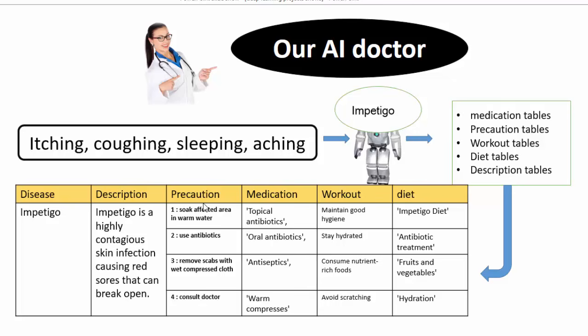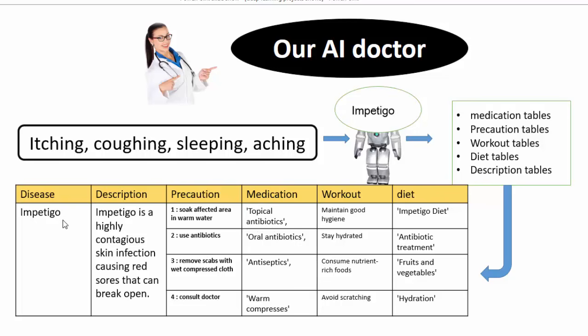When you go to a doctor, you show all your symptoms, and the doctor will recommend precautions, that you don't need to eat these things, or you have to take care of those things, like remove scabs with a wet compressed cloth, consult a doctor. So he will also give you precautions. Our system does the same. Apart from that, the doctor will also recommend medicine related to your disease, related to your symptoms. So our recommendation system also recommends medication or medicine.